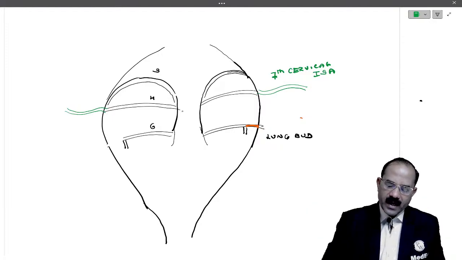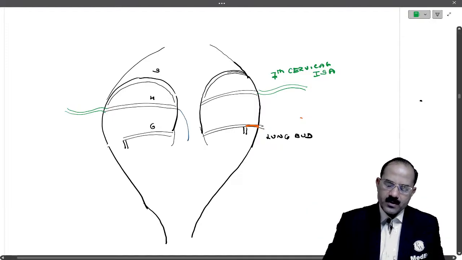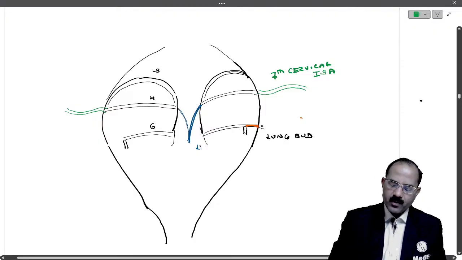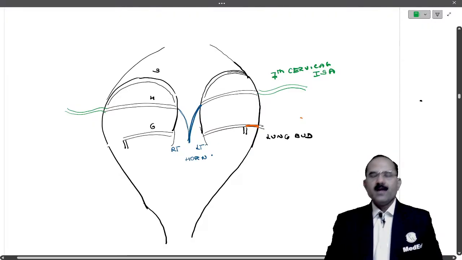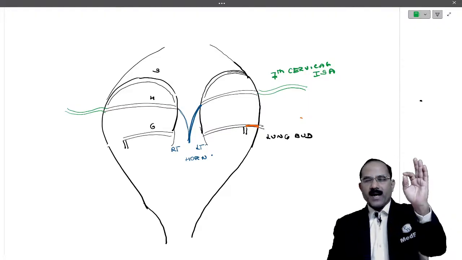The aortic sac divides into two horns. This is what we call the left horn of the aortic sac, and this is the right horn of the aortic sac. The left and the right horns of the aortic sac. It divides into two. Okay, children, I start.